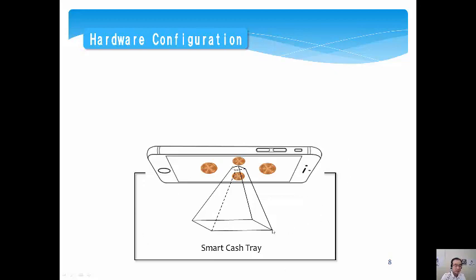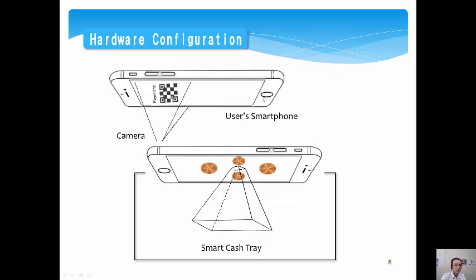This is the smart cash tray itself. Then this is the user's smartphone showing the QR code for payment, and this QR code can be shot by the smartphone camera here. Then, according to the amount of this QR code, the coins can be seen like here. This is the hardware configuration of our smart cash tray.